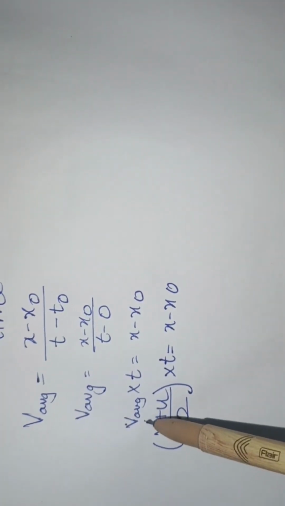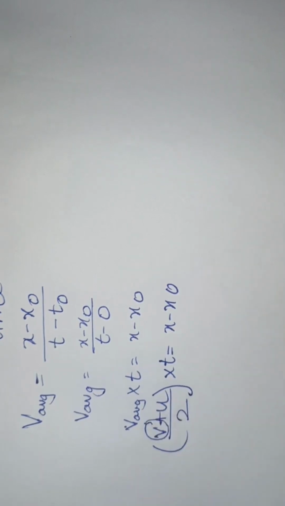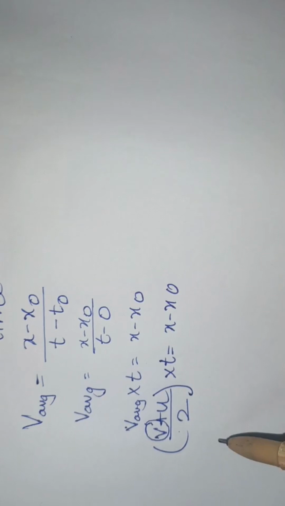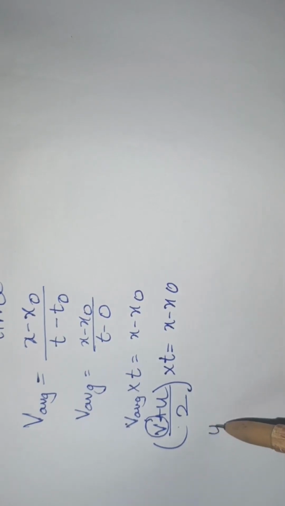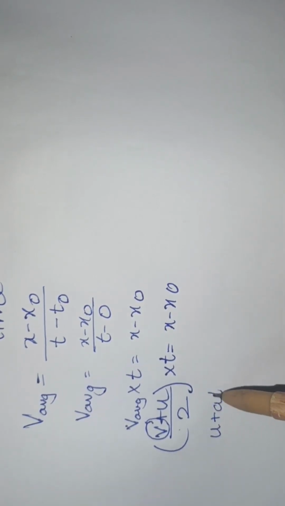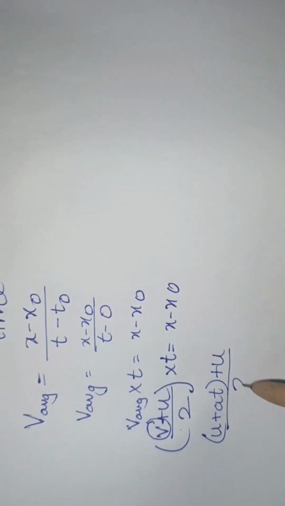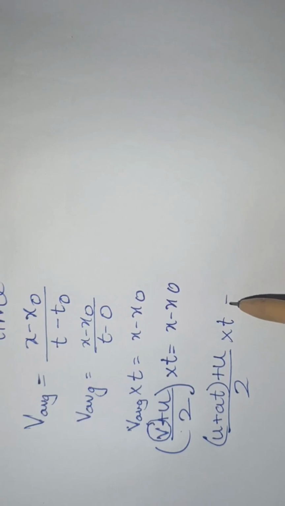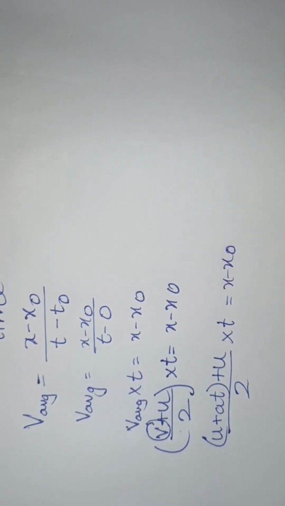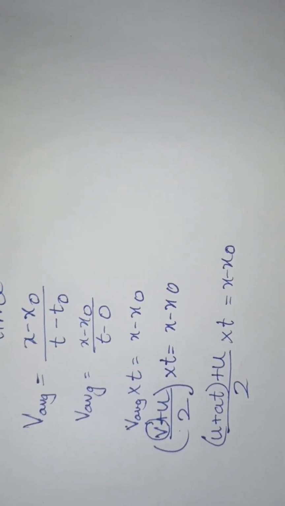So instead of v you substitute this value there. So how would you like to go ahead with the value? So u plus at plus u divided by 2 into t is equals to x minus x naught. I hope you would understand better.